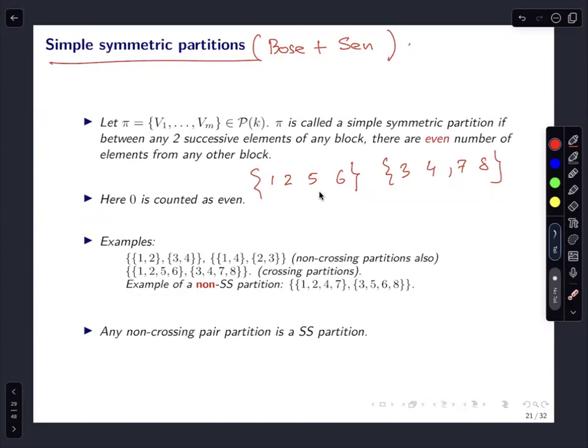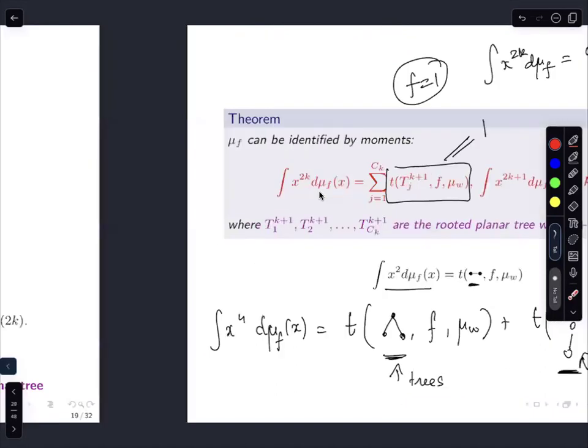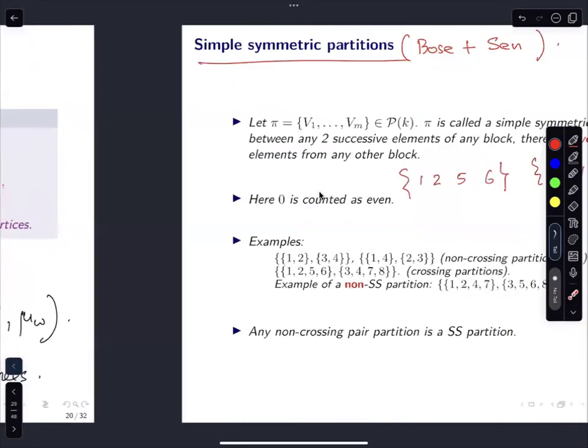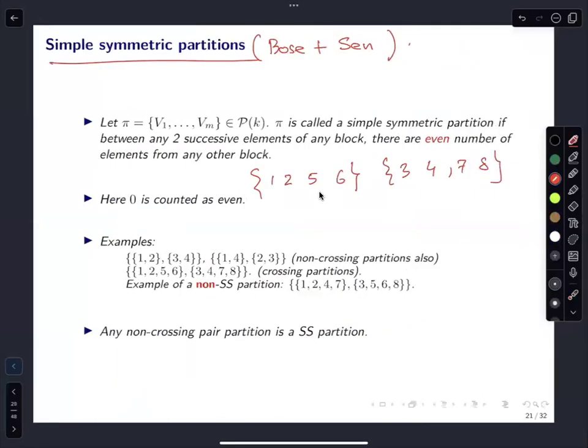In fact, one can show that all non-crossing partitions fall as a simple symmetric partition. And there are also examples of non-simple symmetric partitions. Now, given a simple symmetric partition, you can visualize this partition as a permutation.